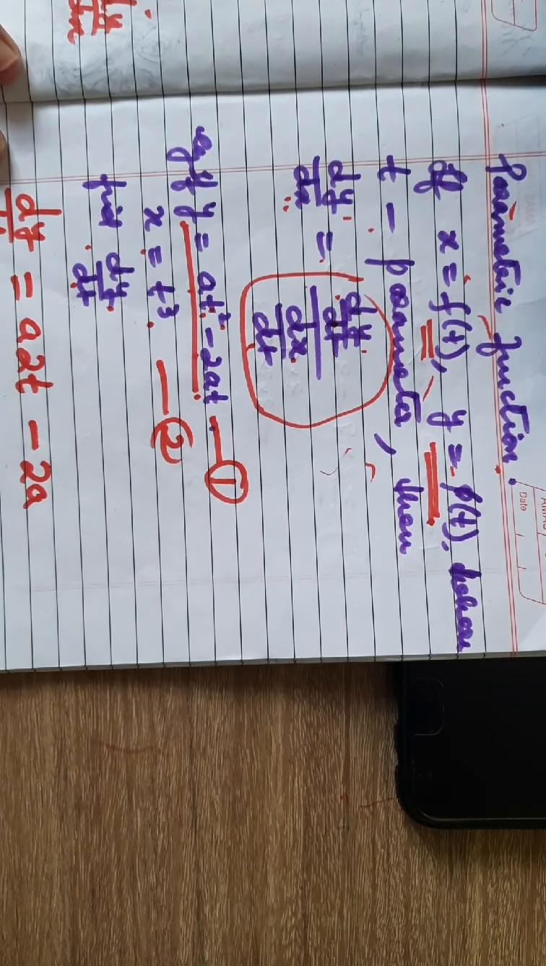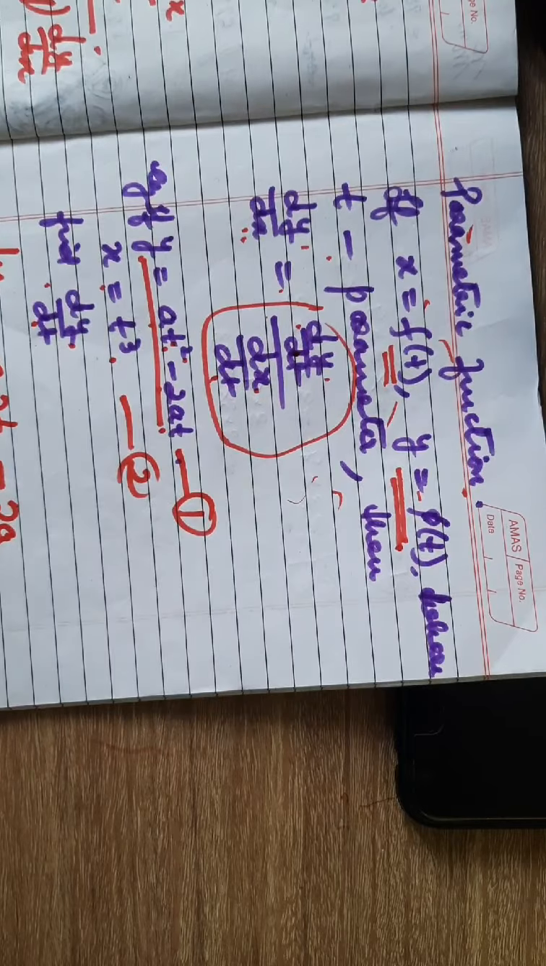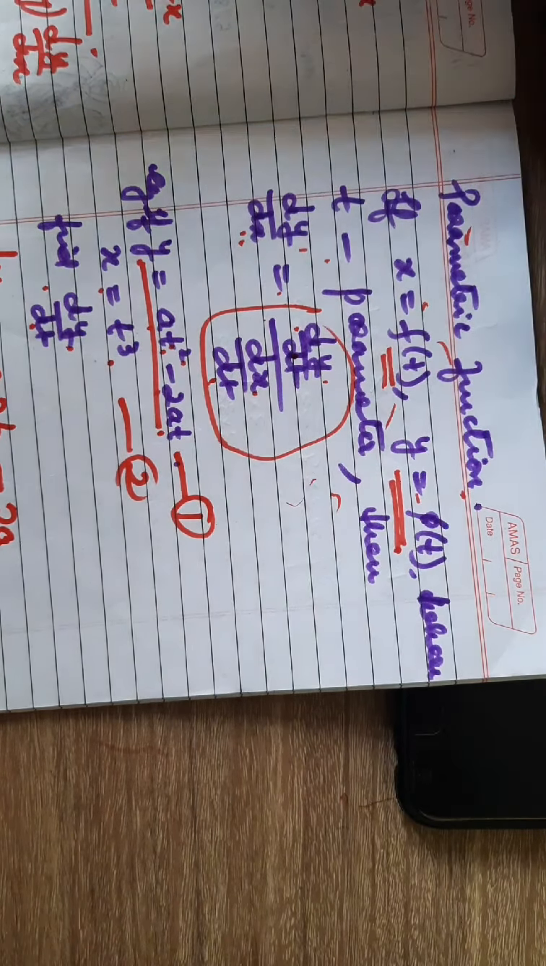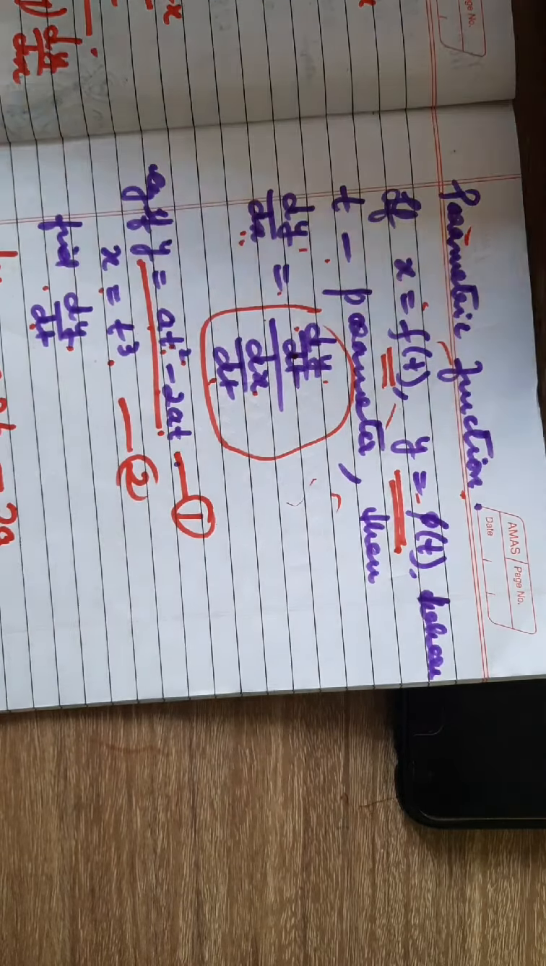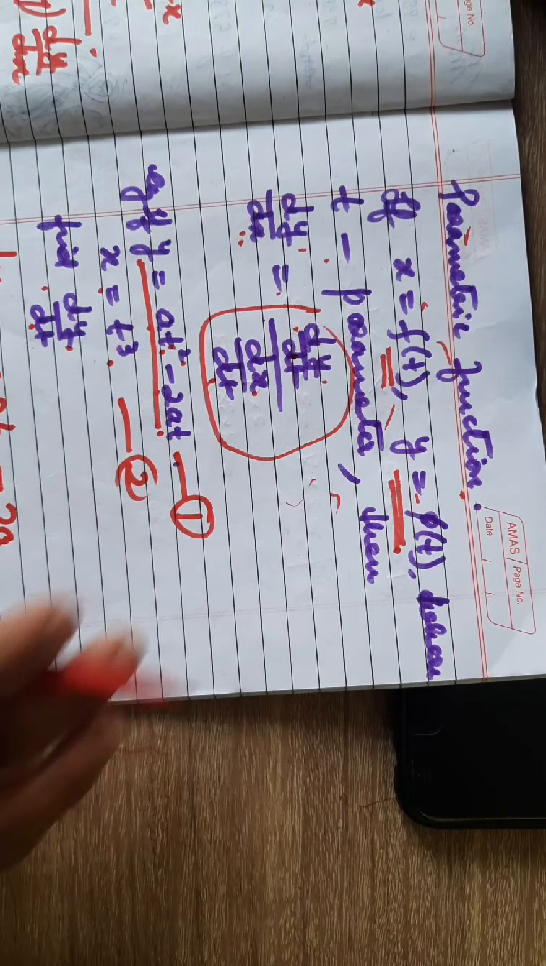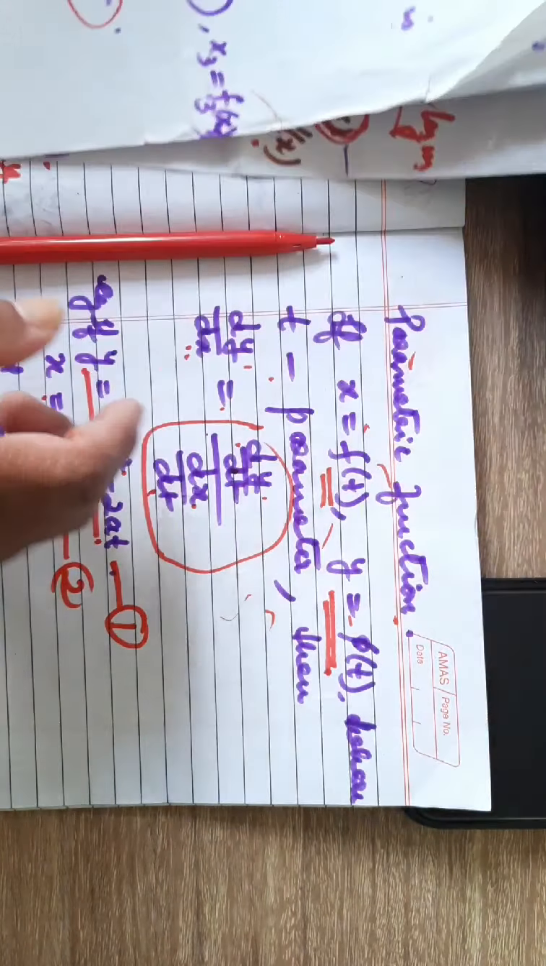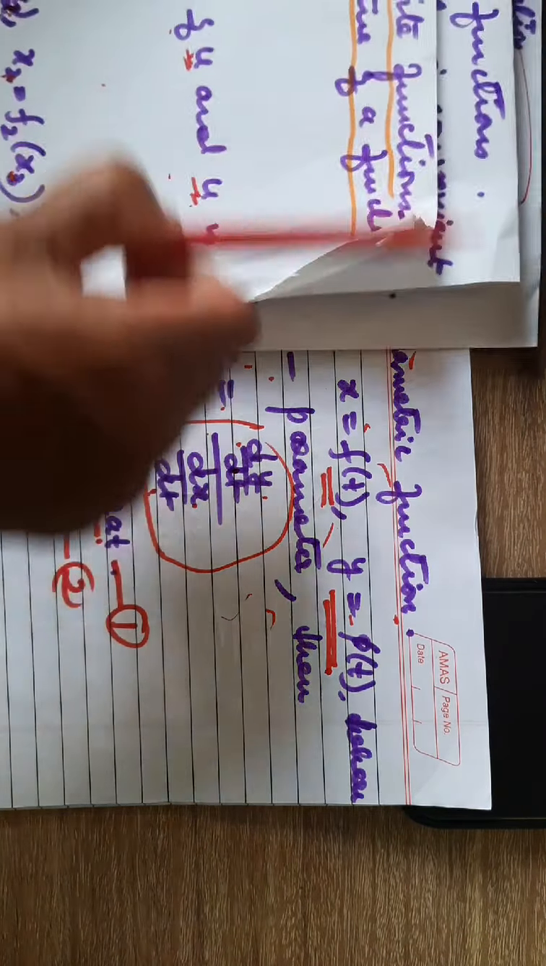Hope it is clear now regarding this rule of differentiation for a parametric function, for logarithmic function, for an implicit function, and also for the composite function. And the rest of the problems will be sent through PDF. You go through them. I hope it will be clear now how to find the derivative of these types of function.